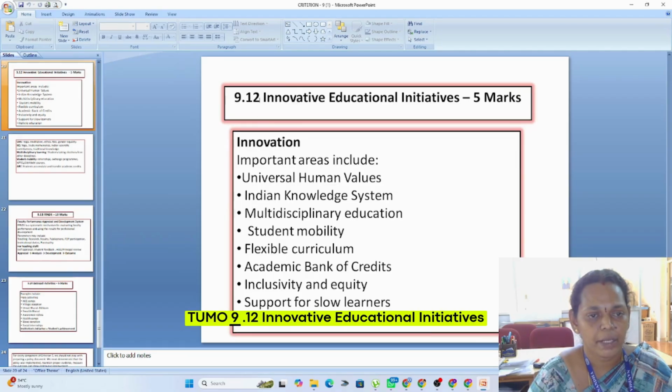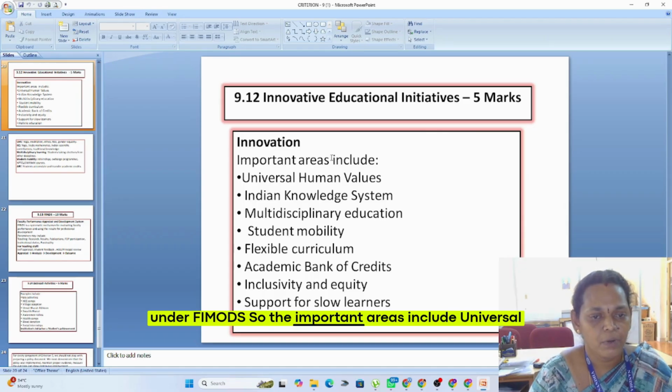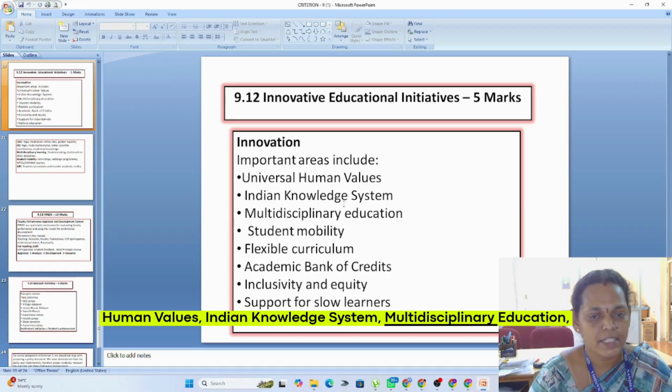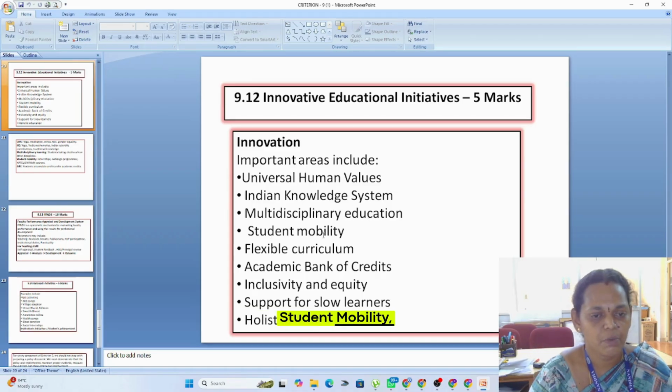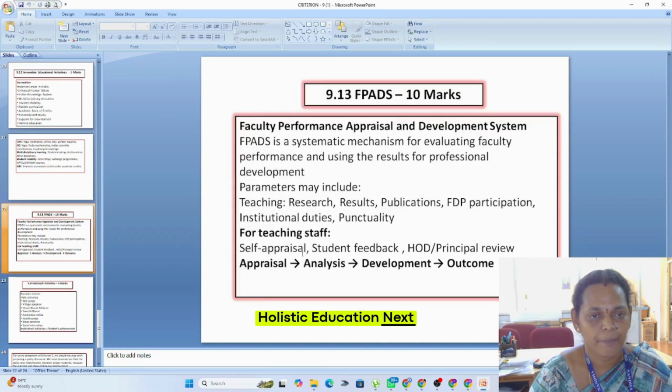Next to move to 9.12 innovative educational initiatives under 5 marks. So the important areas include universal human values, Indian knowledge system, multidisciplinary education, student mobility, flexible curriculum, academic bank of credits, inclusivity and equity, support for slow learners, holistic education.